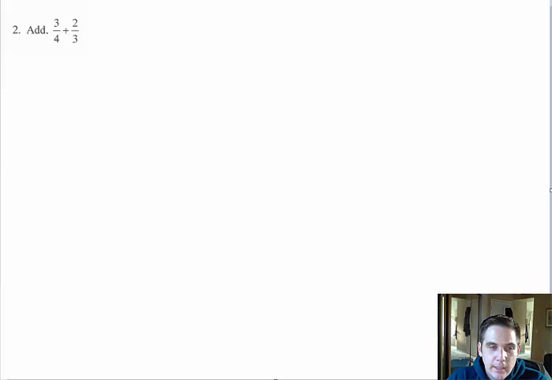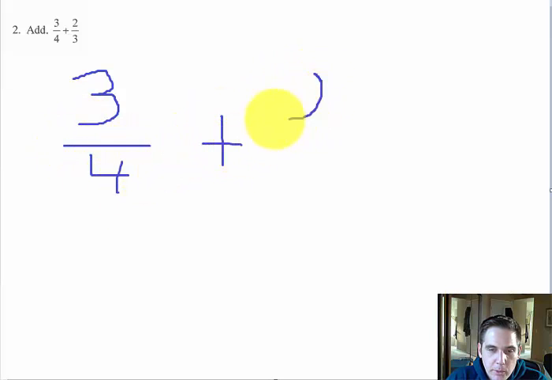Okay, so for number 2, the denominators are different, so now we're going to have to go to work. Most of your questions, the denominators are not going to be the same. So what do we do? First, we're going to rewrite our problem, and this is going to help us keep it organized. So 3 over 4 plus 2 over 3. Bottoms are not the same. Denominators are not the same.